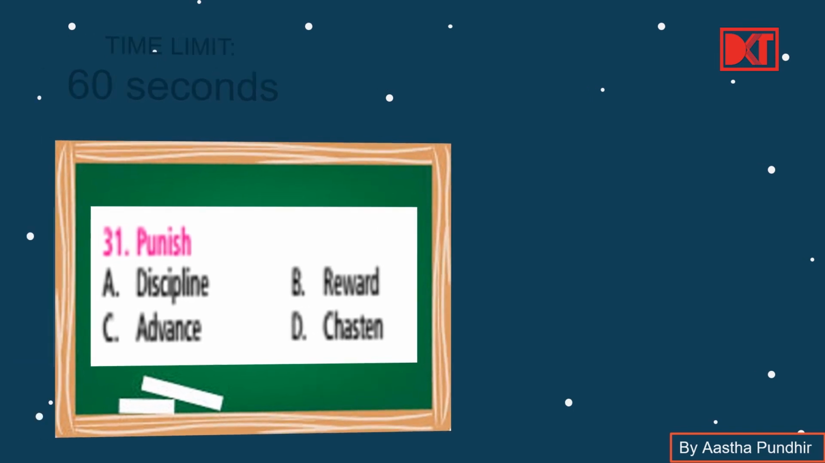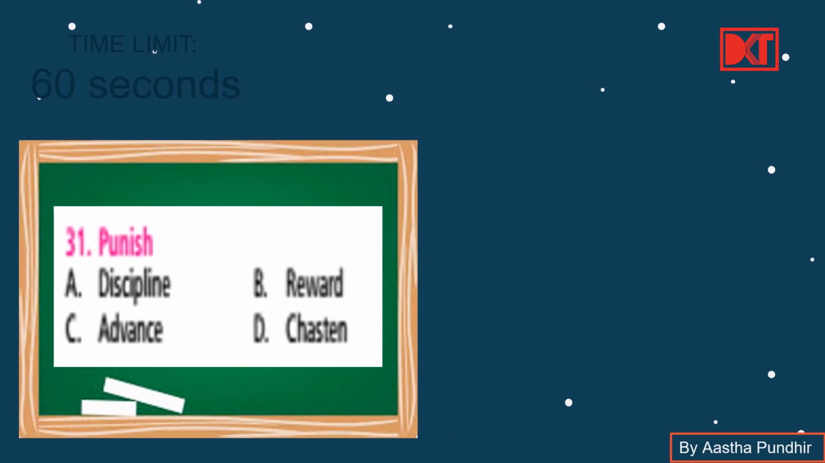Okay, the next word we have is punish. Here the options are discipline, reward, advance or chasten. Now here punish, the antonym could be reward. Punishing someone for the bad thing they did, rewarding someone for a good thing they did. Punish is also synonymous to chasten. Chasten is also scolding someone.